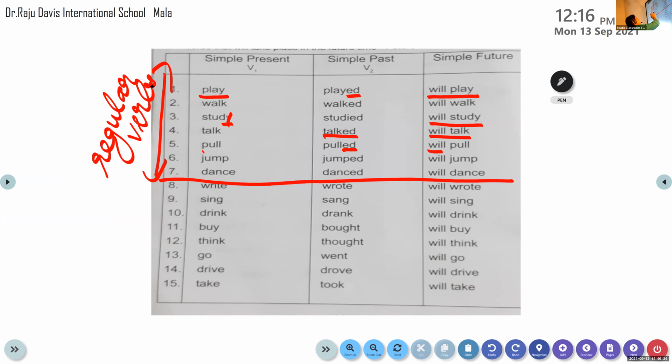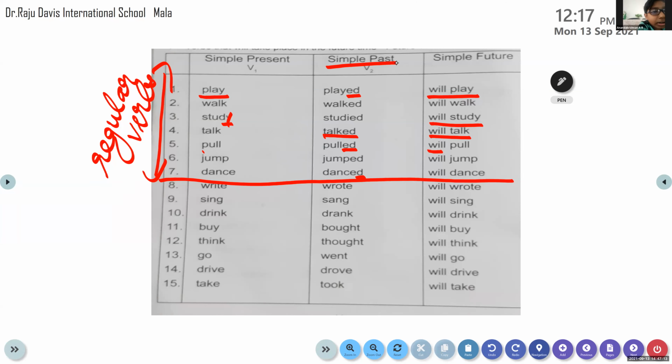We need only 10 minutes. Jump. What is this? Jumped. That is, the future tense is will jump. Clear? Similarly, dance. E is there, so you have to just add D to it. That's why I've told you, add D or ED to the verb. Here, dance, so just add D to make the verb into past tense. If it is in the future tense, what do we do? Add will before the verb. That is, will dance. Clear to all of you?